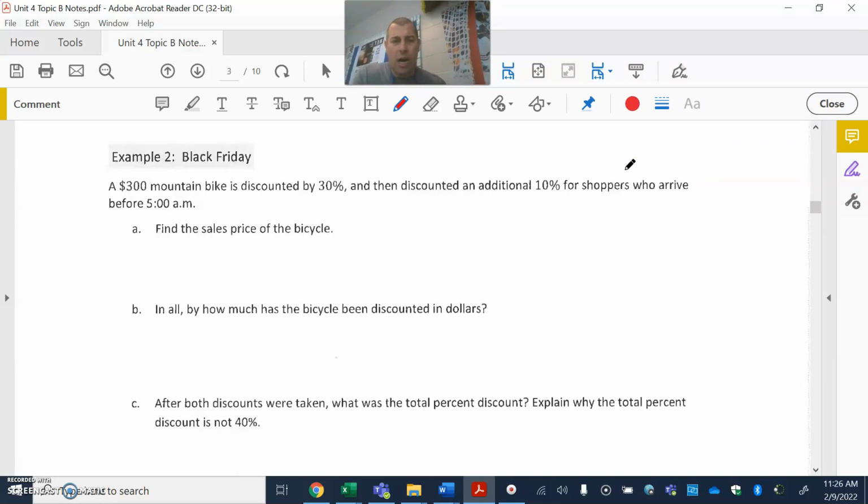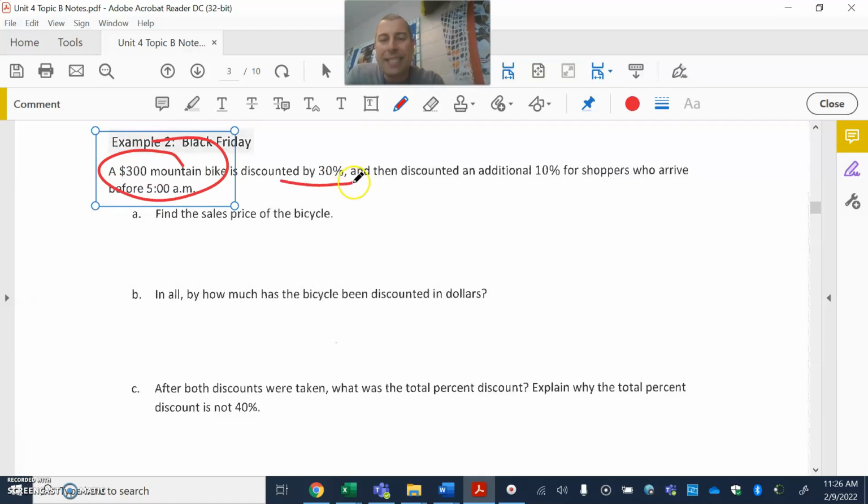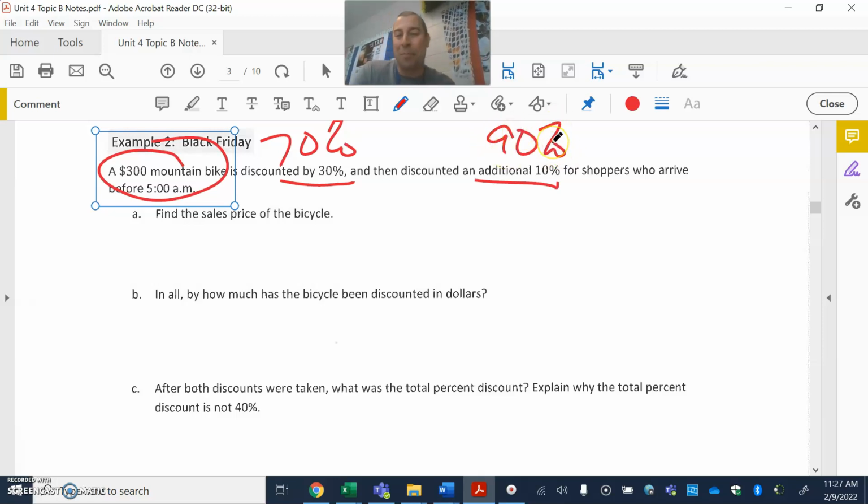All right. Now this is why we like what we've been talking about. We have a $300 mountain bike, discounted by 30%, and then discounted by an additional 10%. We need to find the sales price of the bicycle. If we're discounted by 30%, we're actually finding 70% of the number. Again, discount, take it away, 100 minus 30. And an additional 10% off means we're actually paying 90% of the price.